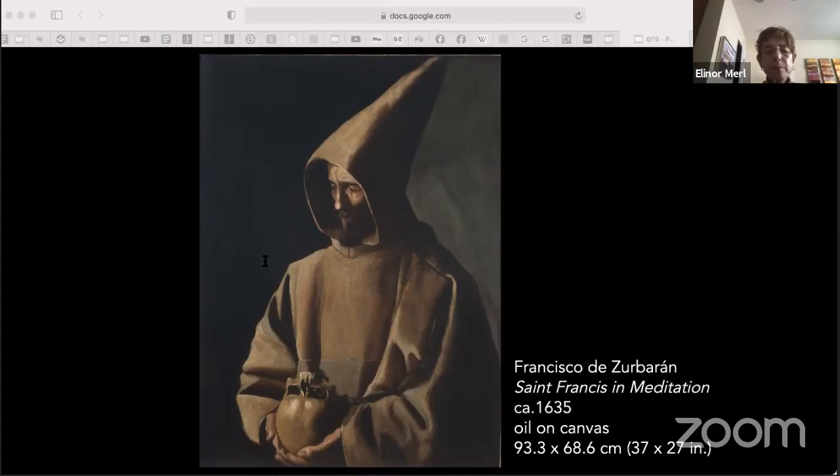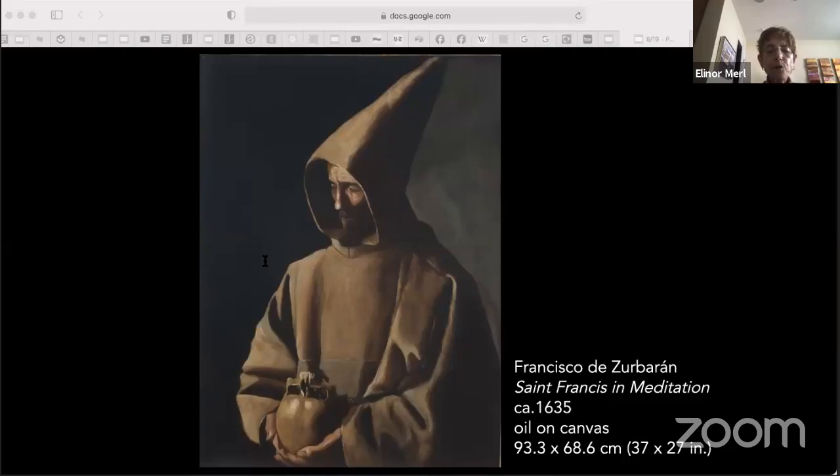But over time, the style changed to depicting him as a man of intense religious devotion. Zurbaran painted approximately 34 versions of St. Francis. In this composition, Zurbaran shows the saint in a moment of profound contemplation, deeply in prayer, in ecstasy, with his face illuminated from the left.